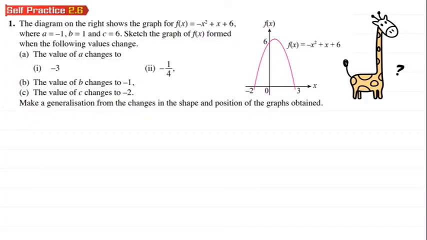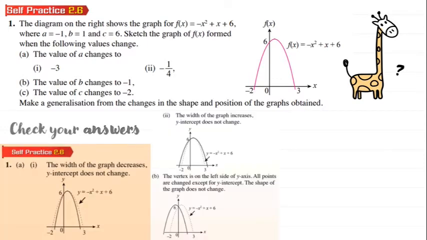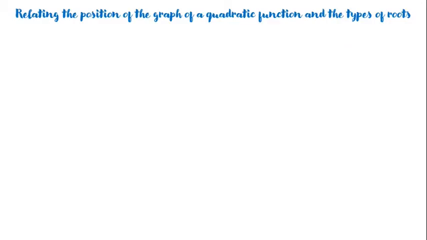Please do this exercise. What happens if the value of A, B and C change? This is the original graph. Please do it in your exercise book and you can check your answer later. This is for 1A, 1A2 and 1B, and this is C.